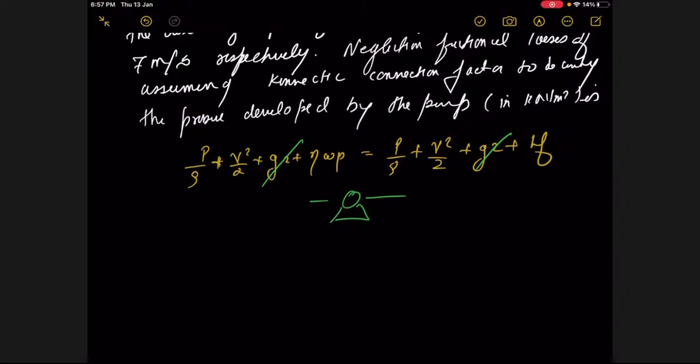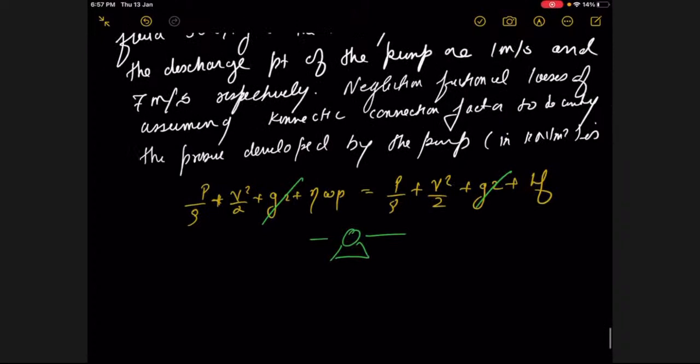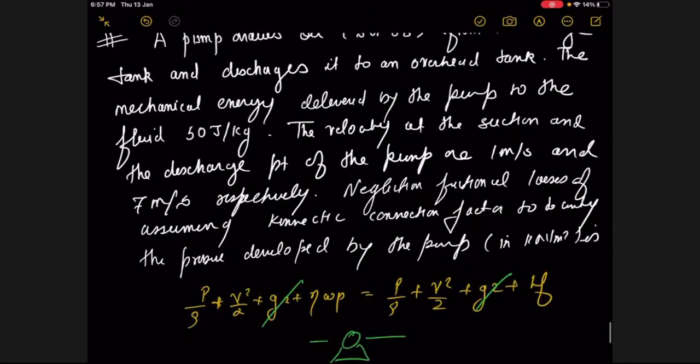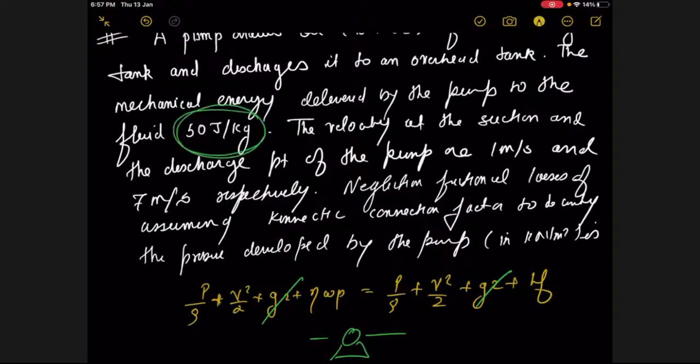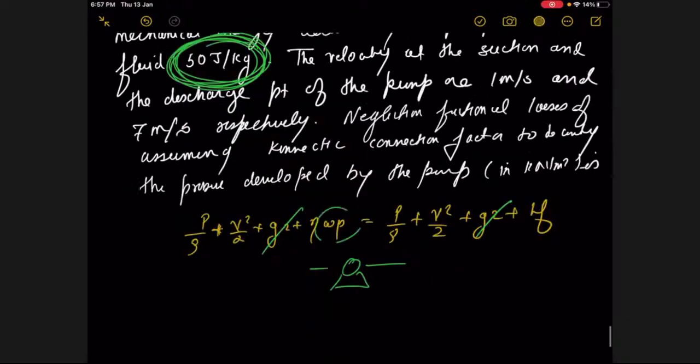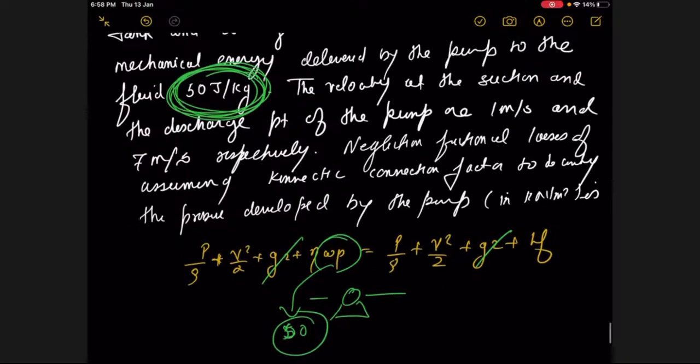Z terms are removed. Velocity, first this 50 joule per kg. So this is the mechanical energy, meaning this WP value is given as 50. This is given, and velocities are also given, 1 meter per second. So this data is also given.